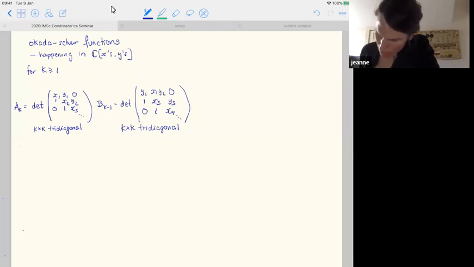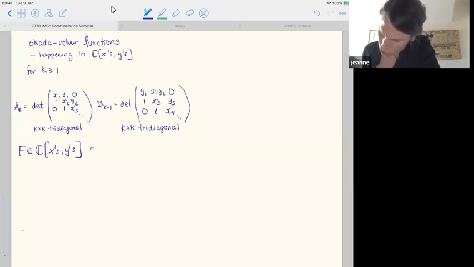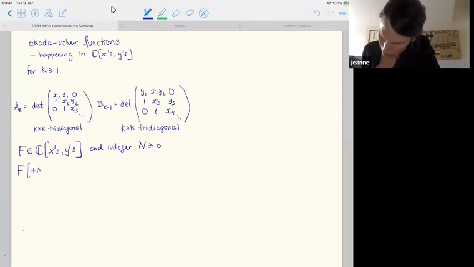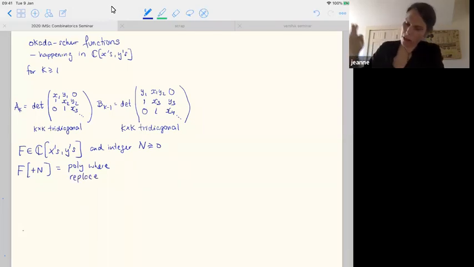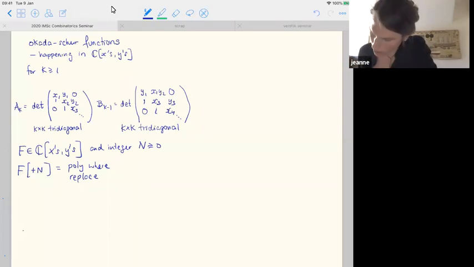And when I have any f, which is a polynomial in these x's and these y's, and an integer n, a non-negative integer, I'll declare f bracket plus n. This will be the polynomial where we shift the indices of all the variables by n. So we send x i to x i plus n, and y i gets shifted to y i plus n.